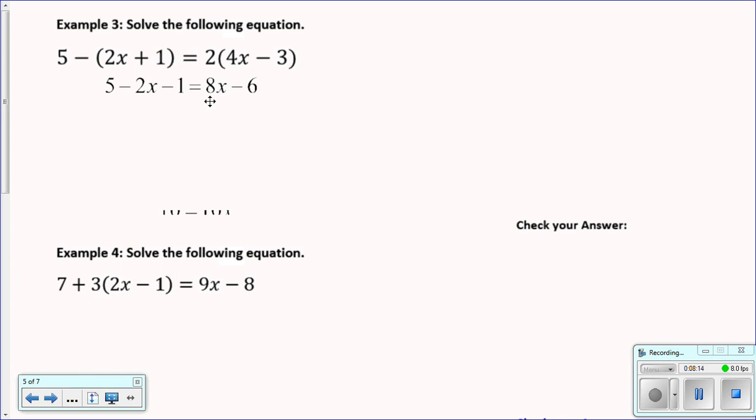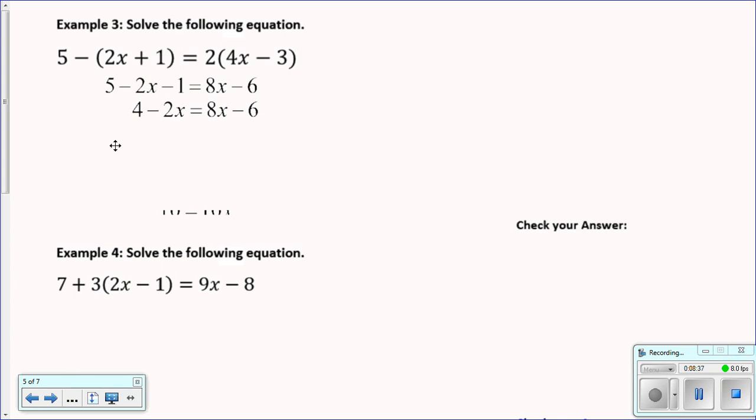2 times 4x gives me 8x. 2 times negative 3 gives me negative 6. Okay? Now that I've distributed, I actually find out I have like terms on this side that I want to combine. I don't have any like terms on this side, so I just leave it the way it is. So I combine the 5 and the negative 1 to make 4. So 4 minus 2x equals 8x minus 6.